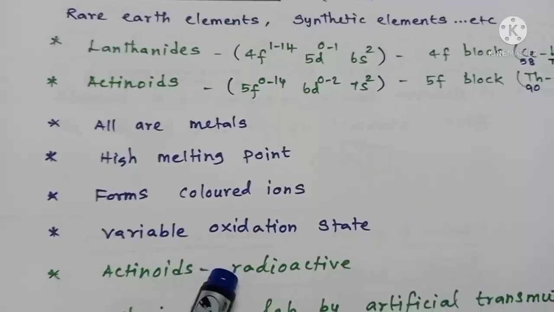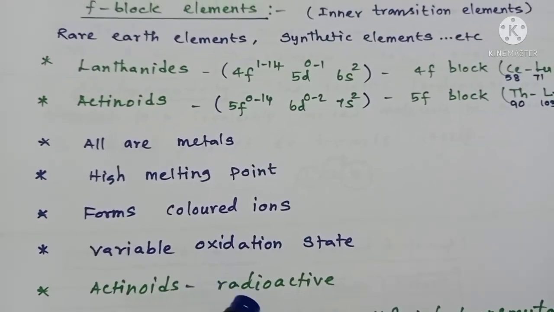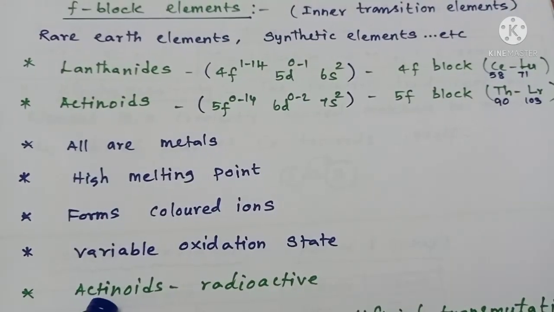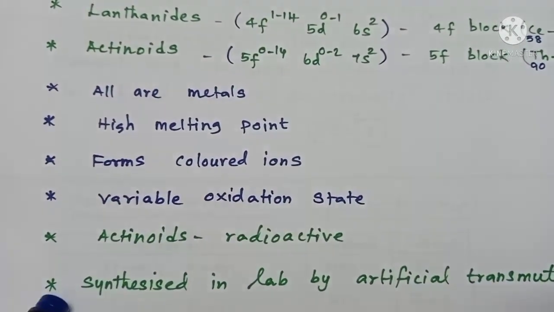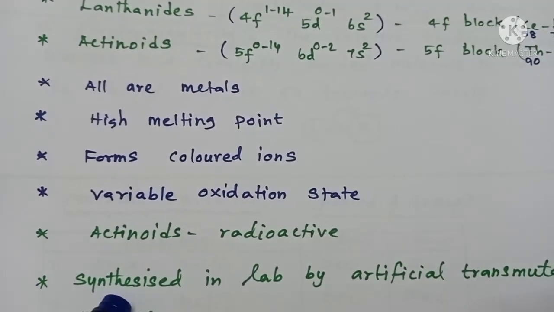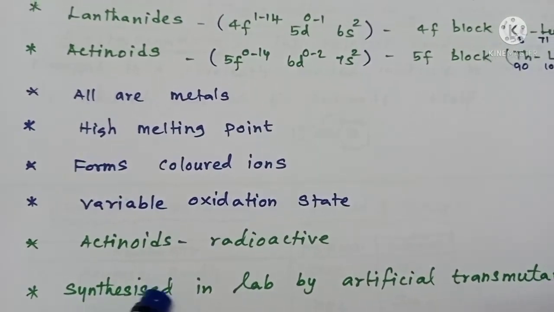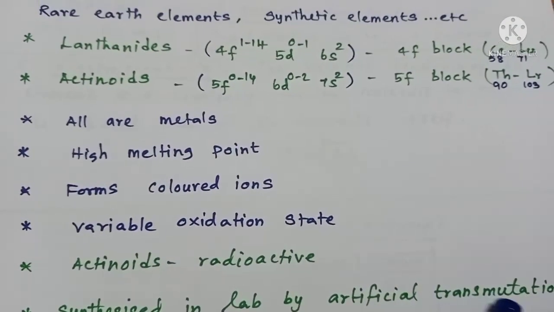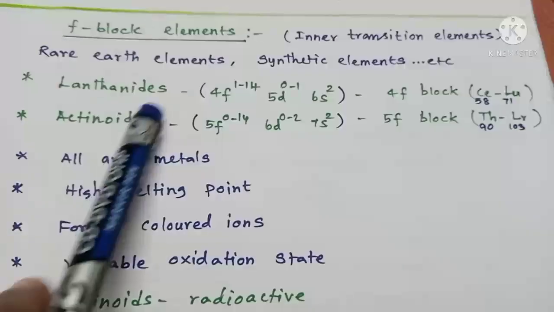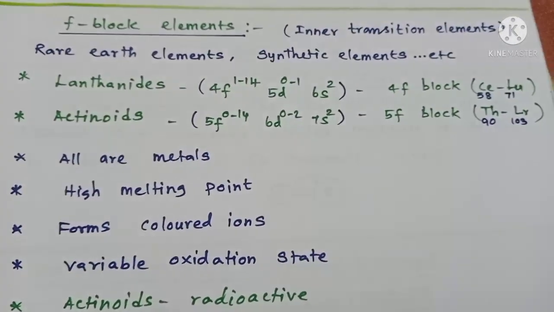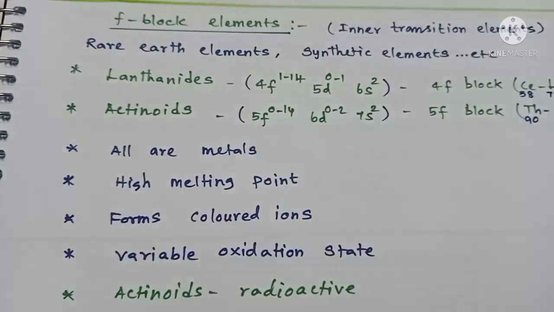Almost all the actinoids are radioactive in nature, whereas among lanthanoids only one is radioactive, which is promethium, whereas in the actinoids all 14 elements are radioactive in nature. Okay, so lanthanoid elements are available in the earth's crust, so they have natural occurrence, but almost all the actinoids are synthesized only in the laboratory by artificial transmutation process. That is the reason why F block together is called synthetic elements. Okay, so these are the four different types of elements based on the electronic configuration.